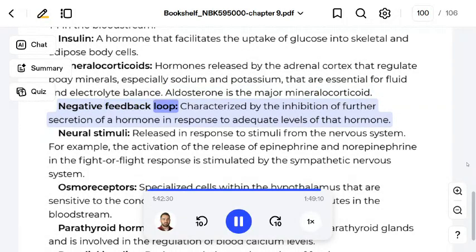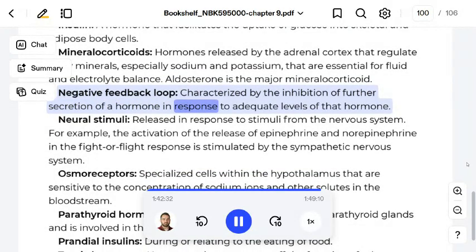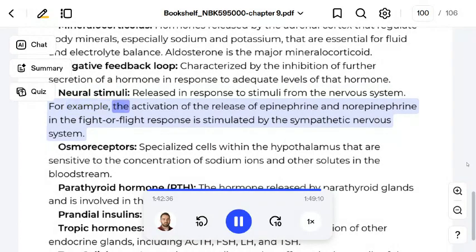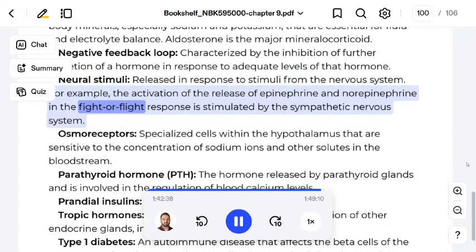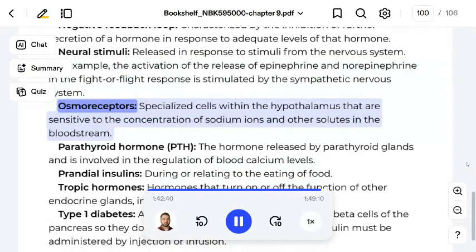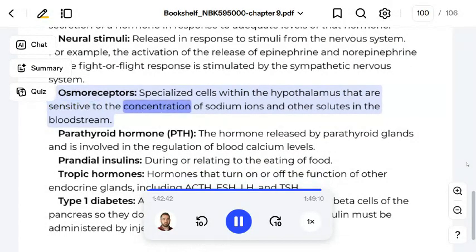Negative feedback loop: characterized by the inhibition of further secretion of a hormone in response to adequate levels of that hormone. Neural stimuli: released in response to stimuli from the nervous system. For example, the activation of the release of epinephrine and norepinephrine in the fight-or-flight response is stimulated by the sympathetic nervous system. Osmoreceptors: specialized cells within the hypothalamus that are sensitive to the concentration of sodium ions and other solutes in the bloodstream.